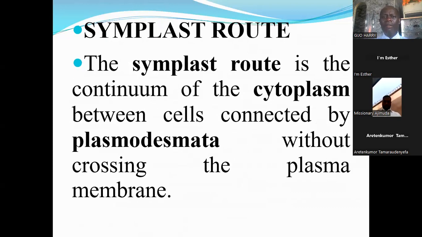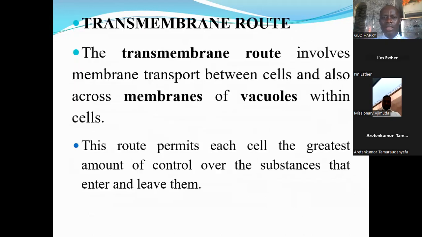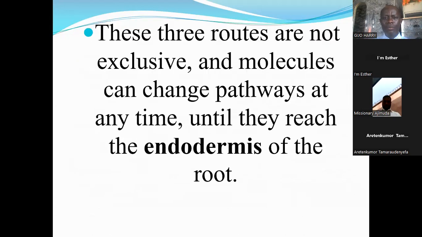The symplast route basically refers to the movement of water through the cytoplasm. The symplast is the continuum of cytoplasm between cells connected by plasmodesmata, without crossing the plasma membrane. That is, the water moves through the cytoplasm of the cells and passes through the plasmodesmata. And you have the transmembrane route, where the water is transported across the cell membranes and also the membranes of vacuoles.